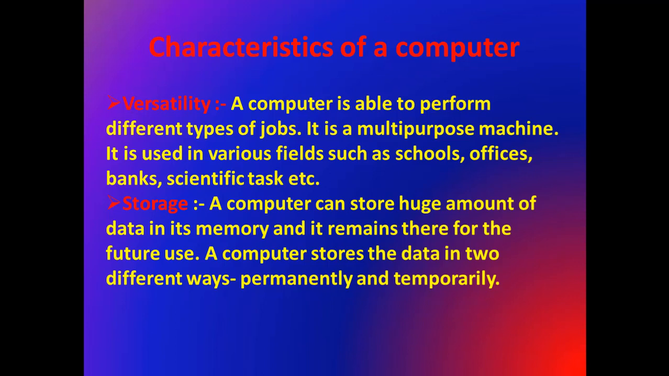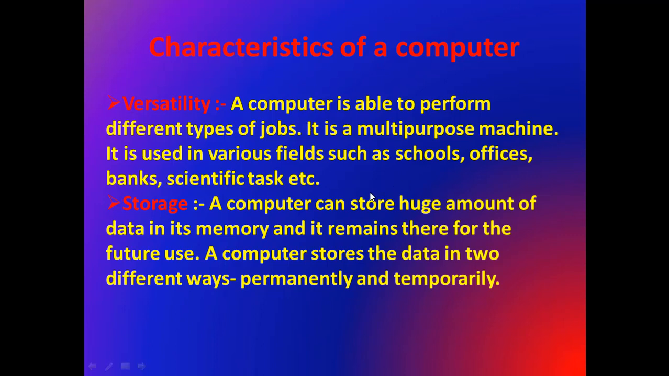Characteristics. Versatility means it can also perform more than one job at the same time. That is known as versatility. A computer is able to perform different types of jobs. It is a multi-purpose machine. It is used in various fields such as schools, offices, banks, scientific tasks, etc. That's why it is known for versatility. Means we can perform more than one, एक से ज़्यादा वर्क करने की क्वालिटी होती है इसमें. That's why it is known as versatility.